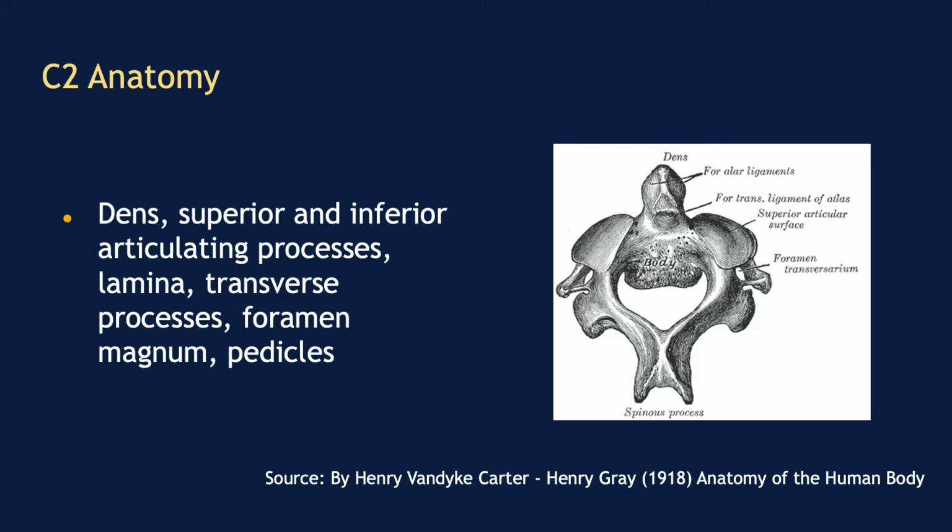The second category of C2 fractures are those of the pars interarticularis. Classically, if bilateral pars are fractured, we call those a hangman's fracture, and we'll discuss a little bit more in the following slides.